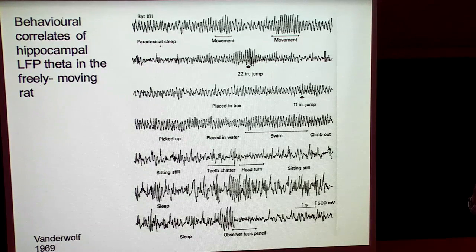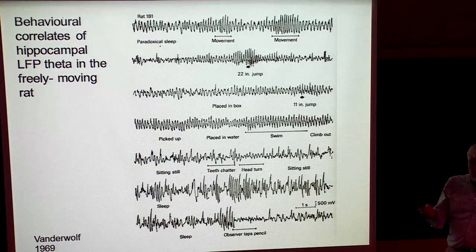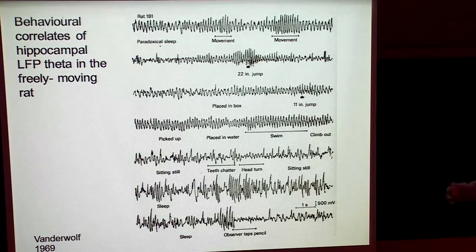Well, what Case did was spend endless hours, these are the days before any automatic recording techniques, looking at the animal and watching a polygraph trace of this potential, and trying to see if he could make some sense of what the relationship between the behavior and the potential was. And what he noticed was, first of all, that there really are three states, but we now think of them mostly as two states of the hippocampal, gross hippocampal physiology.